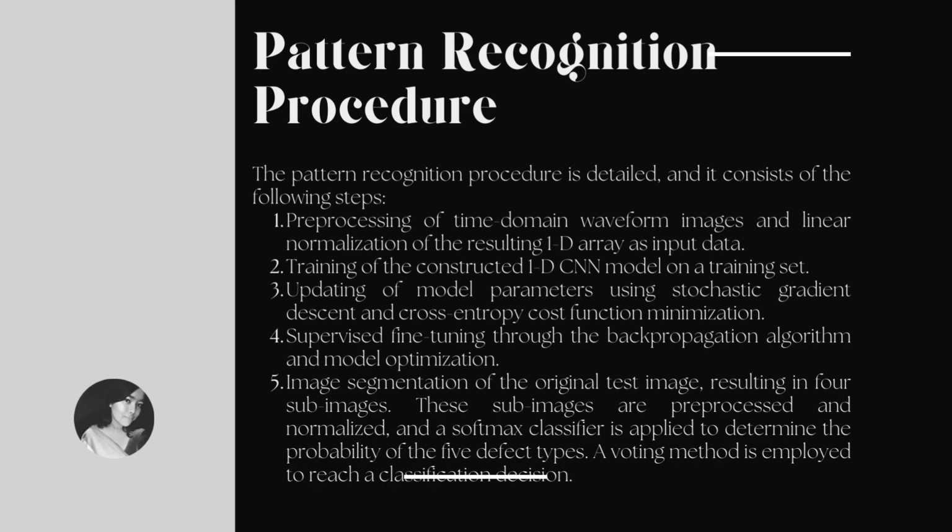Number 5, image segmentation of the original test image resulting in 4 sub-images. The sub-images are prepared and normalized, and the softmax classifier is applied to determine the probability of 5 defect types. A voting method is employed to reach a classification decision.